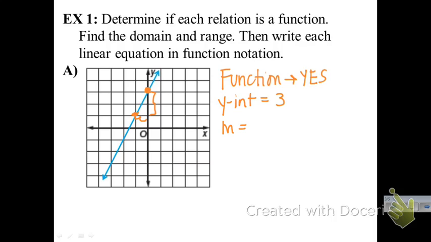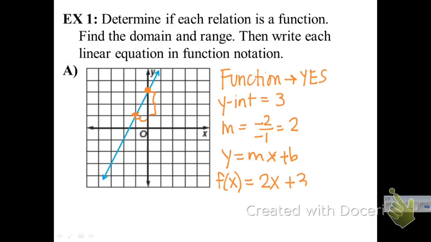So our slope here is -2 over -1, and because they're both negative, we write it as positive, and you can either leave it as 2 over 1 or just as 2. And then we go to our y equals mx plus b form. We're going to replace what we can with the y. We're going to replace that with f of x to write it in function notation. We replace the m with 2, and we replace the intercept with 3.